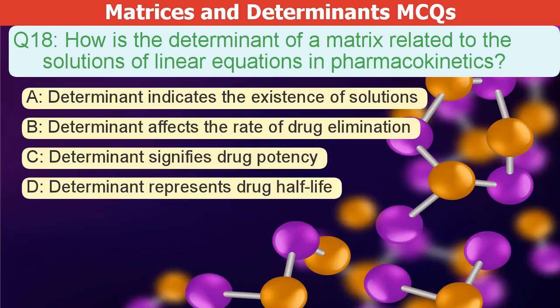How is the determinant of a matrix related to solving linear equations in pharmacokinetics? A. Determinants indicate whether solutions exist. B. Determinants affect the rate of drug elimination. C. Determinants signify drug potency. D. Determinants represent drug half-life.